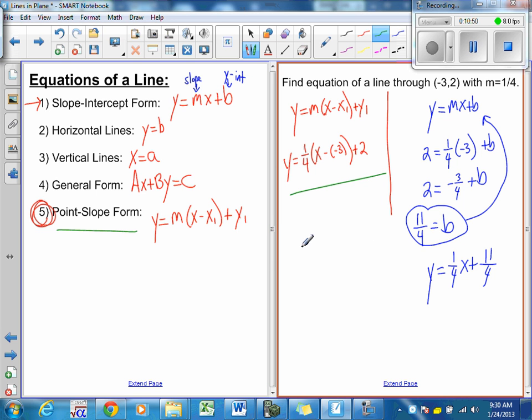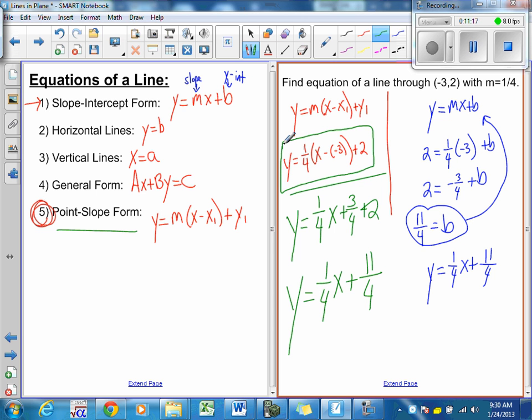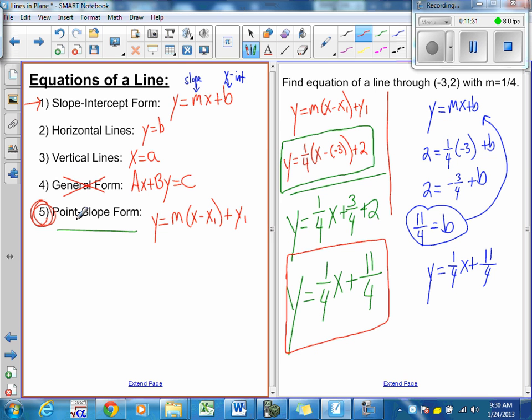Now, if I truly need to write it into slope-intercept form, I can just multiply this out and get 1/4 x plus 3/4 plus 2. I'm already about this step over here. Y equals 1/4 x. Once again, I got to add 3/4 and 2 to get my 11/4. I like this way better on the left. Many times I'm going to stop right here at the box. I've written it as an equation. If it truly asks for slope-intercept form, I can do the 2 more steps to multiply it out and combine. I'm not going to ask you to write things in general form. We're not going to waste our time doing that.